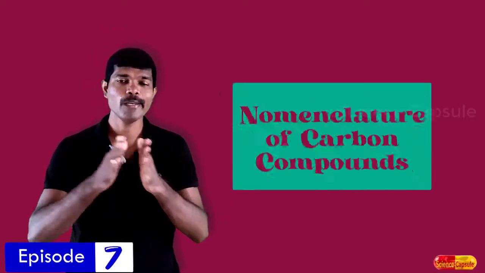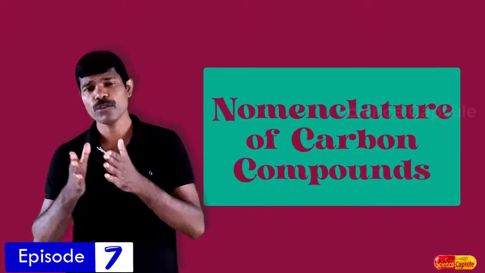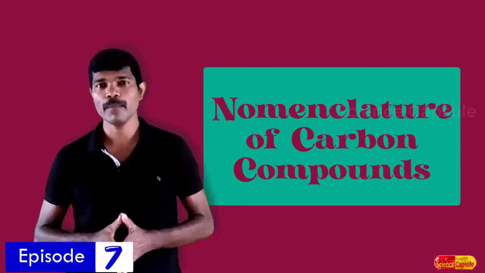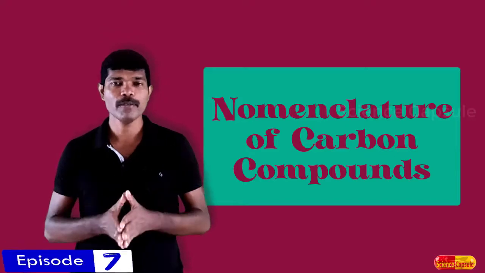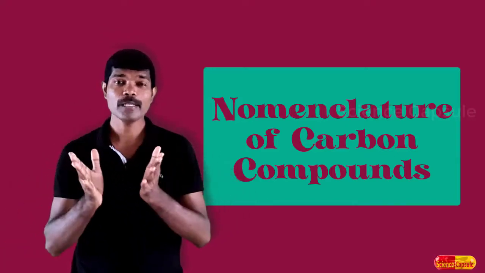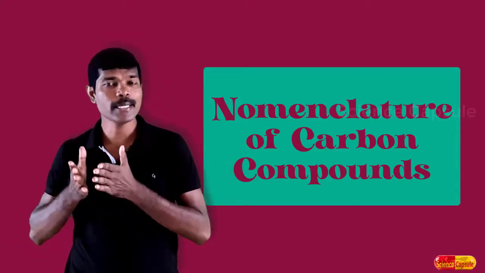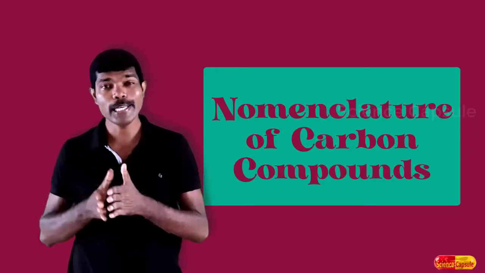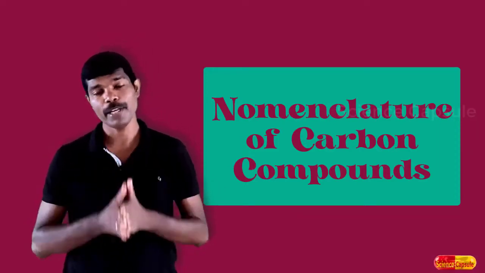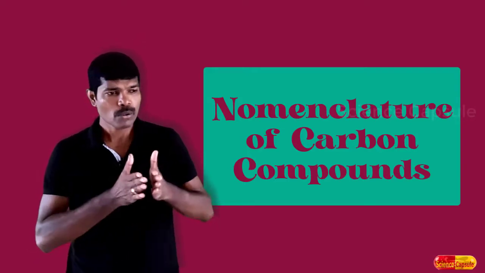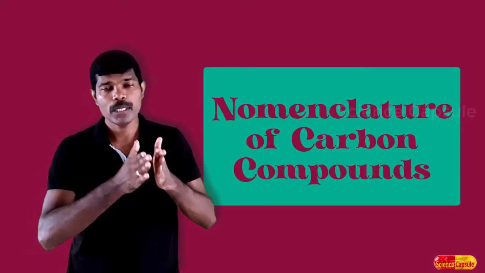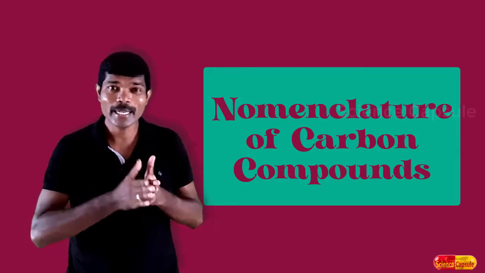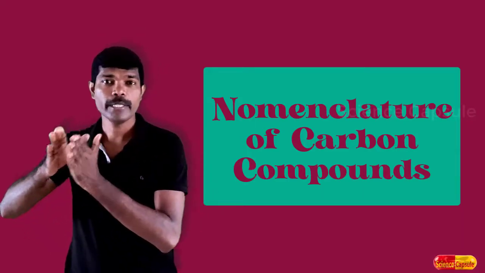So this is our 7th episode. In this episode we will be learning the concept of nomenclature of carbon compounds. Dear students, nomenclature means naming of carbon compounds. In the previous episode we have learned that millions and millions of carbon compounds exist in nature, and naming each and every carbon compound individually and uniquely is very important, isn't it? So naming of carbon compounds is important, and this is done by following certain rules.